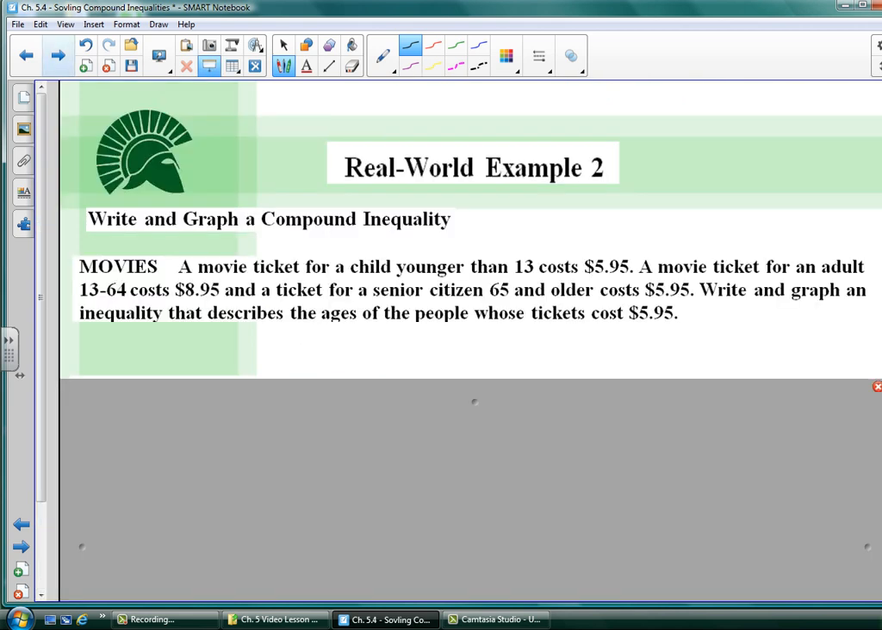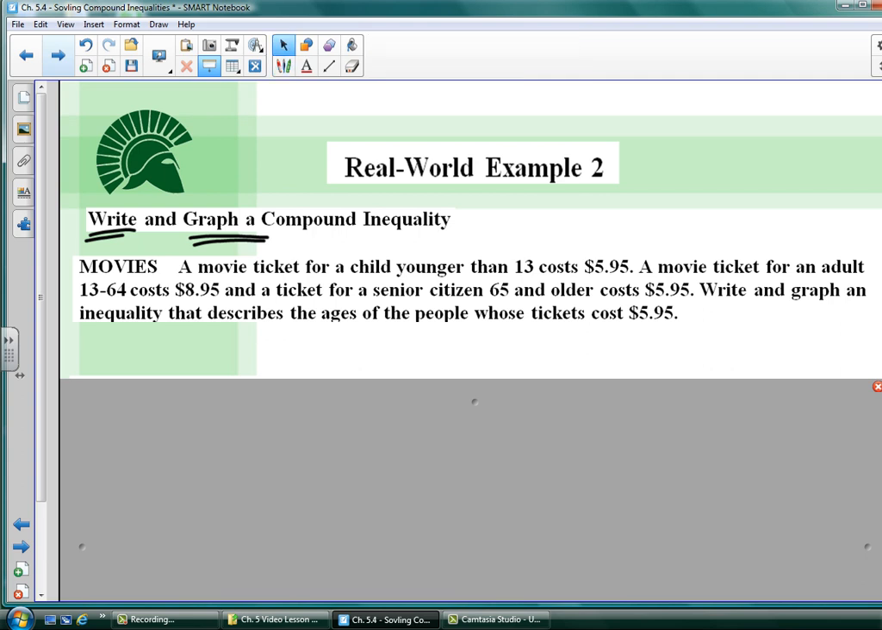So the second thing we're going to do is look at how we can decipher a word problem and use the words in the word problem to come up with our inequality that's representative of this word problem. So let's read through. We need to write this and graph this because we always want to make sure we answer the question and read the directions.